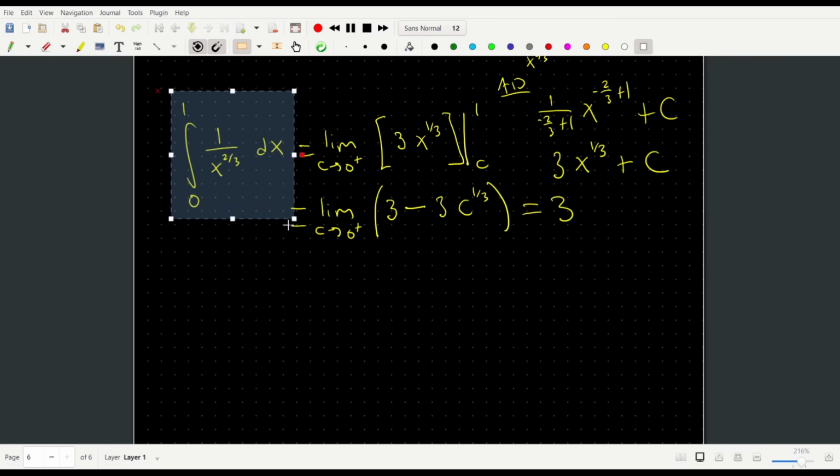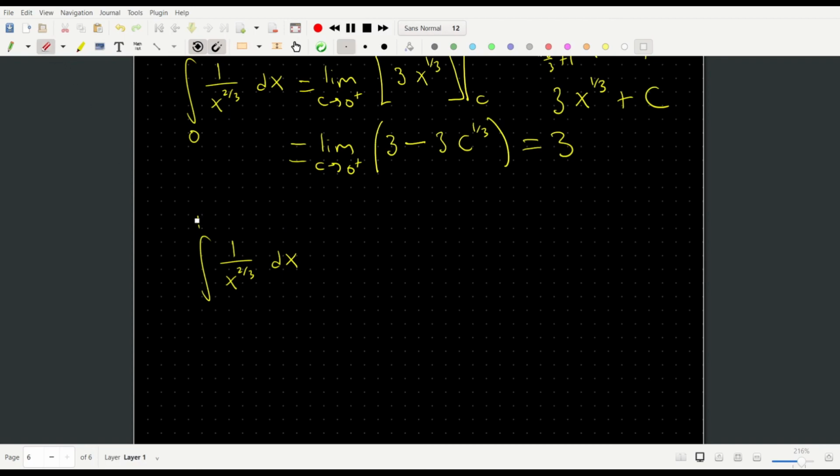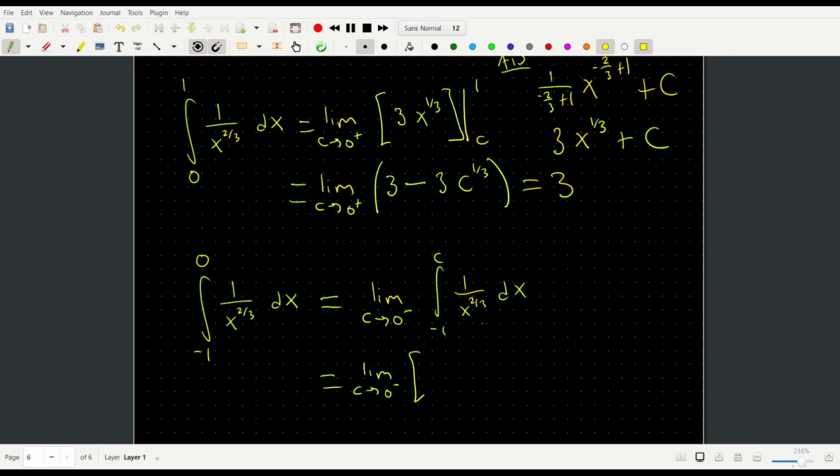And then in pretty much the exact same way, we can go through and evaluate the integral from -1 to 0, which is going to be equal to the limit as c goes to 0 from the negative of the integral from -1 to c of 1 over x to the 2/3 dx. And for the exact same reason, the antiderivative of 1 over x to the 2/3 is 3 times x to the 1/3, from -1 to c.